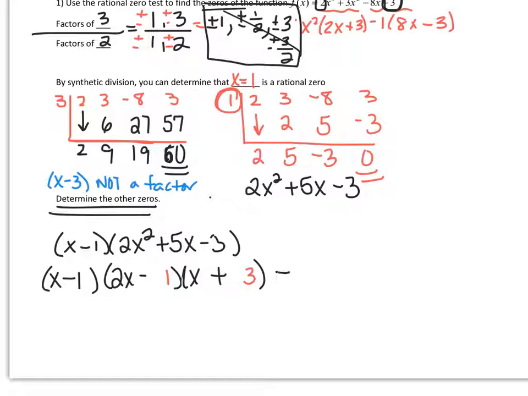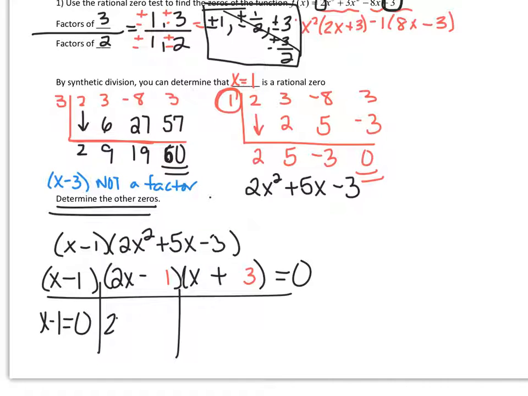Okay, so those are the factors. Set it equal to 0, and we can find our roots. So x minus 1 equals 0, 2x minus 1 equals 0, x plus 3 equals 0.